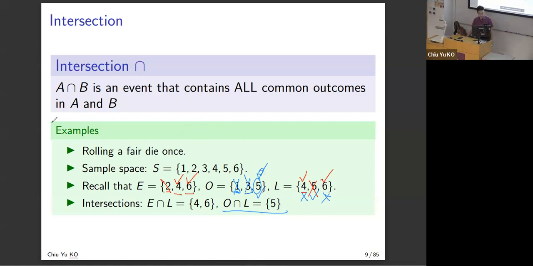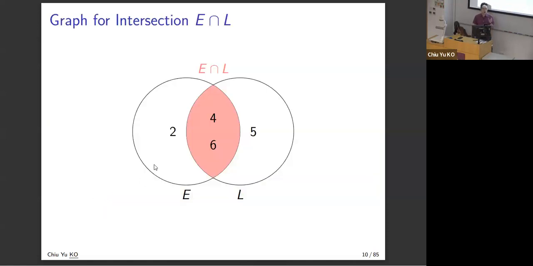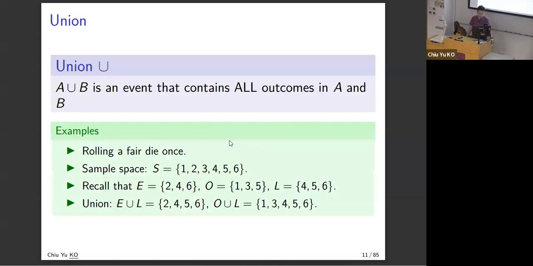It's really easy to understand this if you consider the case of a Venn diagram. In a Venn diagram, the intersection is just the common overlapping area. So in this case, E and L, if you draw the Venn diagram, 4 and 6 are in the middle. The overlapping area is called the intersection. Is that okay? Any questions? If you know it, it's very trivial, but if it's completely new to you, then you need some time to digest.